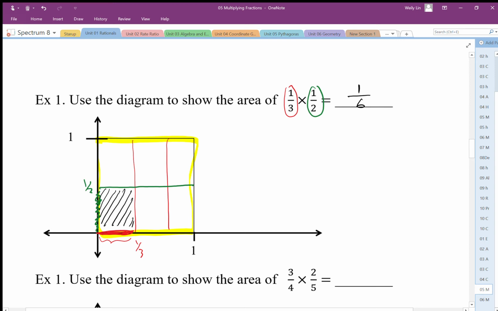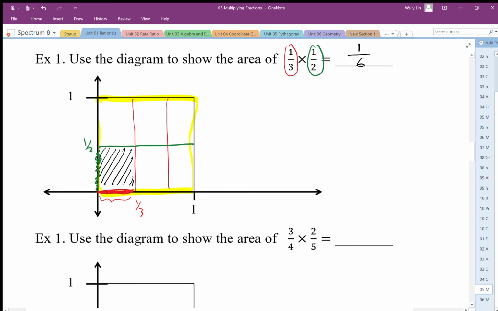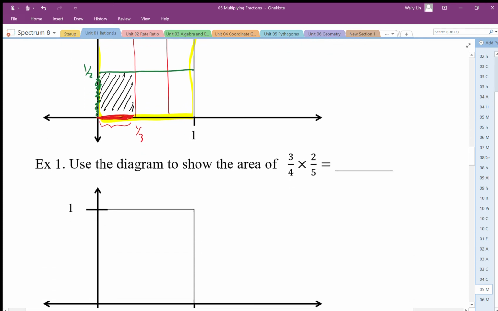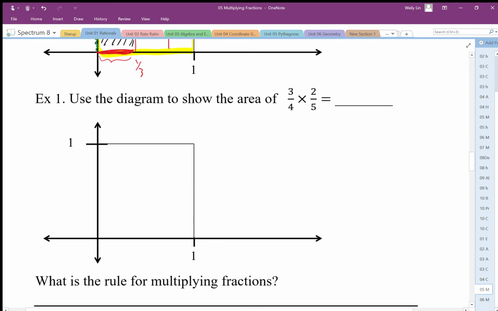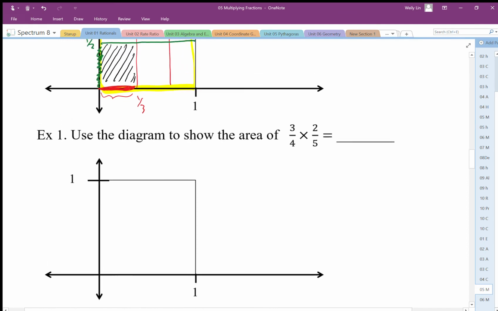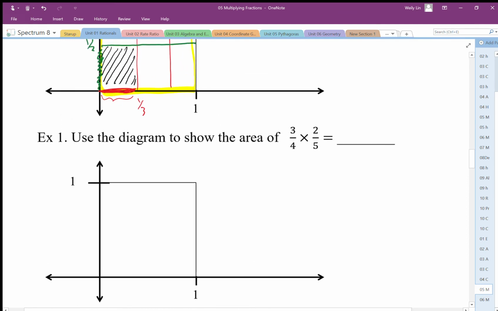So 1/3 times 1/2 gives me the area of 1/6, and my diagram confirms that. Okay, we can do the same thing here. What if the numerator is more than 1? Well, 3/4. I'm going to do along my horizontal. Okay, so there's my 3/4.